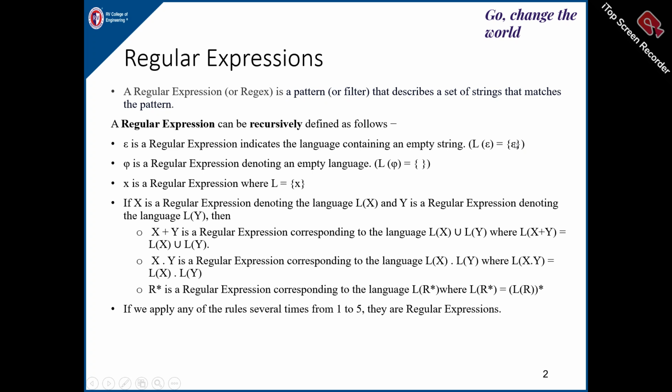This is the set of strings which belong to the language. We write it within curly braces and it contains only the empty string epsilon. Next, phi is a regular expression denoting the empty language. The empty language is nothing but there is no string. Epsilon is also one string, but when you consider phi, there is no string which belongs to the language.